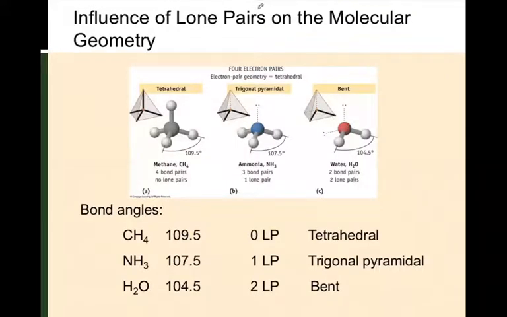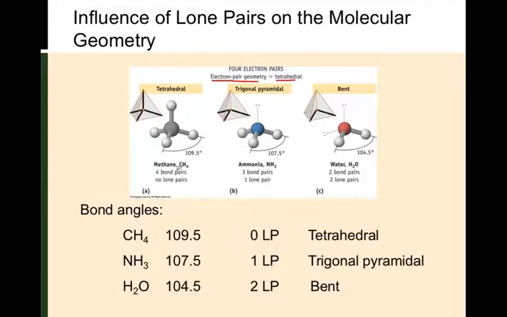So the influence of lone pairs on the molecular geometry. Here we're looking at tetrahedral electron pair geometries. Here's ammonia, which we were just talking about. All 3 of these, much like our previous examples with trigonal bipyramidal and octahedral, have the same electron pair geometry. They all have a tetrahedral electron pair geometry.